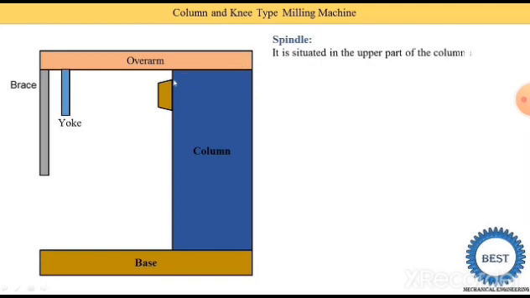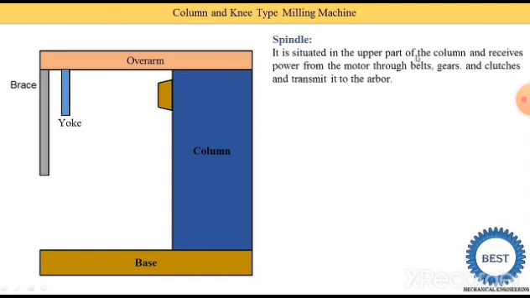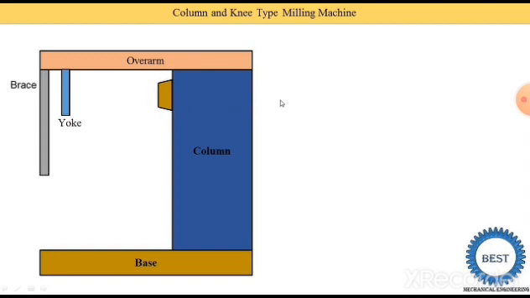Next component is the spindle. So this is the spindle hub. It is situated in the upper part of the column and receives the power from the motor. The spindle is mounted in the upper part of the column, and it receives the power from the motor through belts, gears and clutch, and transmits it to the arbor. The electric motor is mounted here. It transmits the power to the spindle using these mechanisms, and the spindle further transmits its power to the arbor.